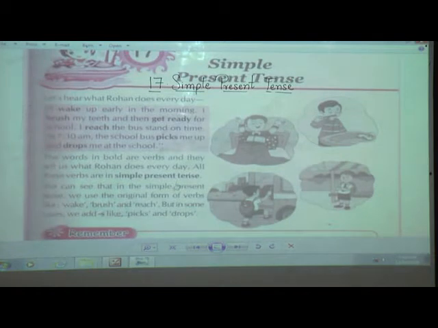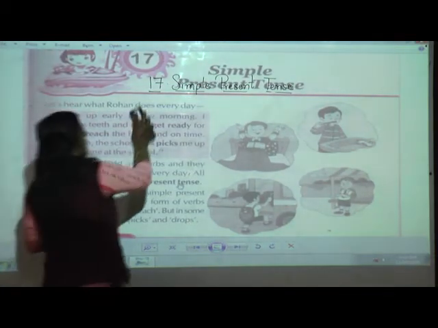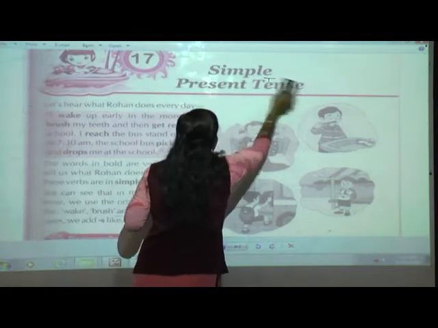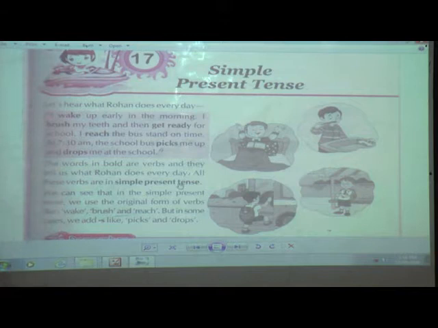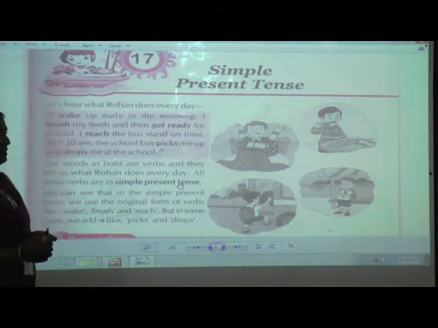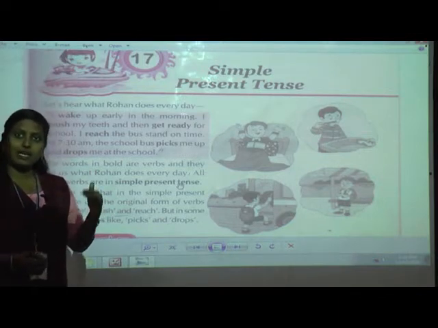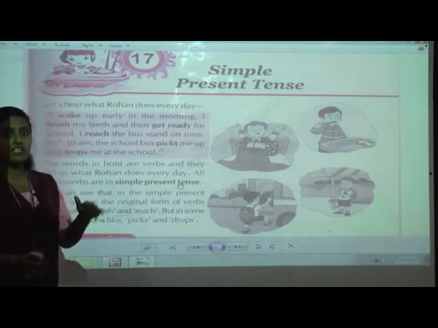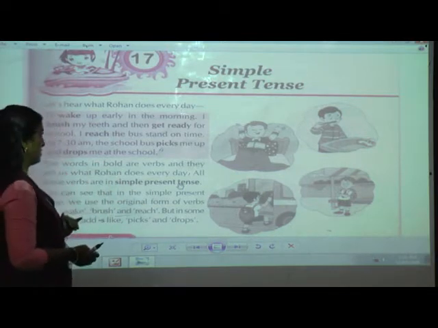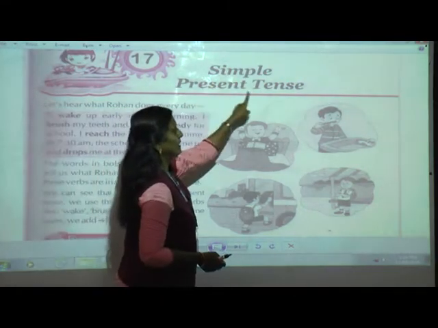So what is our lesson number today? Yes, it is lesson number 17, simple present tense. Now what is simple present tense? Simple present tense means the action which is done at the present time. Okay, and what is past tense? The action which is done in the past time, and the future tense is the action which will be done in the future. Okay, now today we are going to learn about simple present tense.